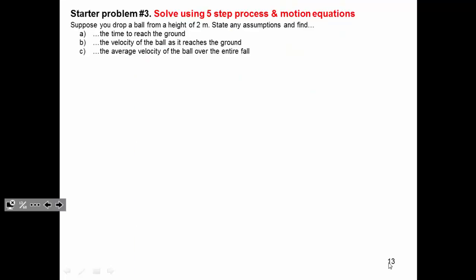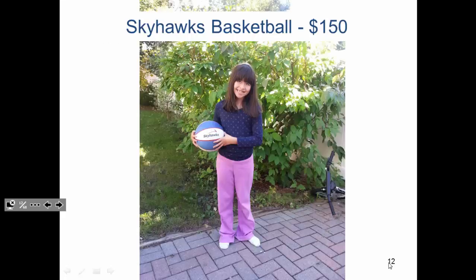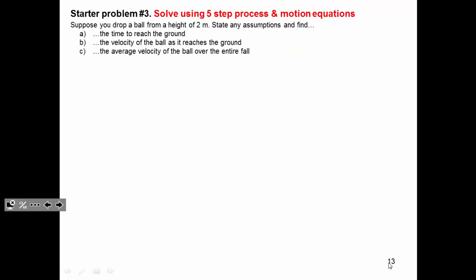Suppose you drop a ball from a height of 2 meters. State any assumptions, and then find the time it takes to reach the ground, the velocity of the ball as it reaches the ground, and the average velocity of the ball over the entire fall. Well, you've seen this before. We did this as an experiment earlier on, where I had you dropping objects, taking some measurements, calculating average velocities, and trying to figure out what the acceleration was. Now we have more theoretical knowledge and equations to predict what that is, and you can check your answers against those.